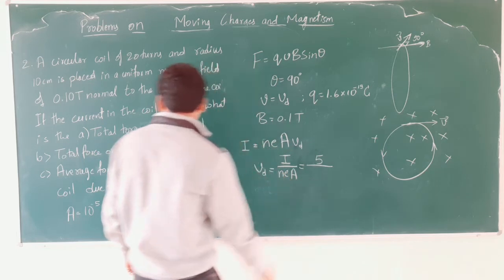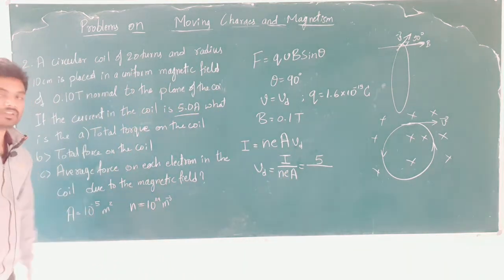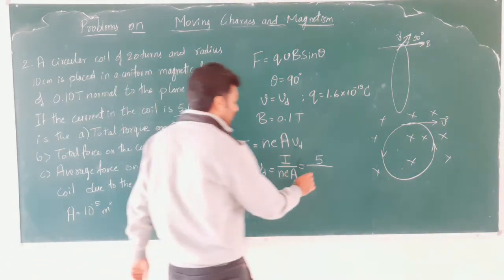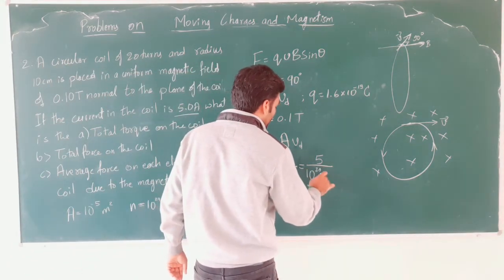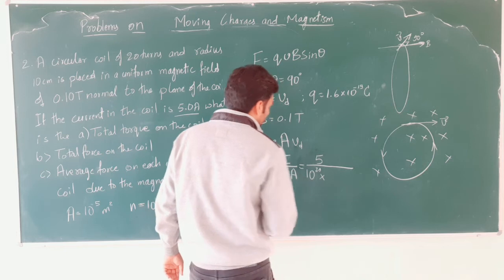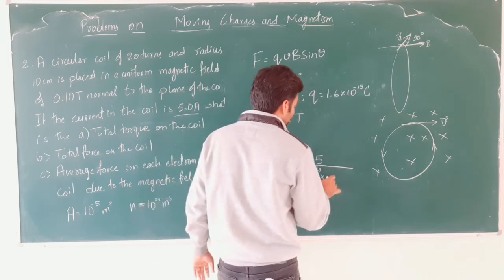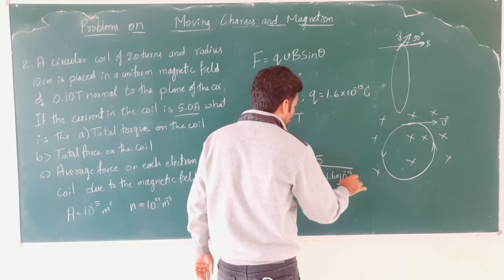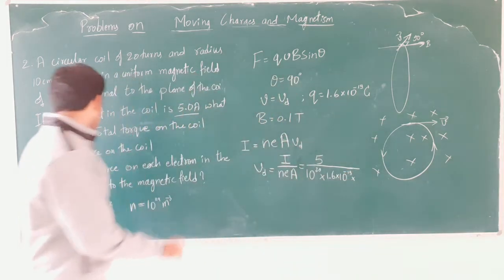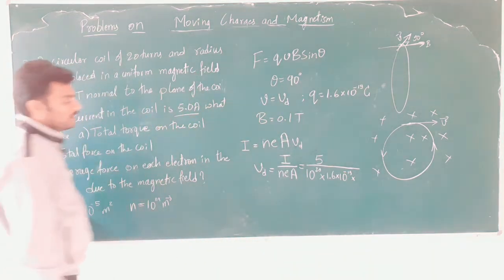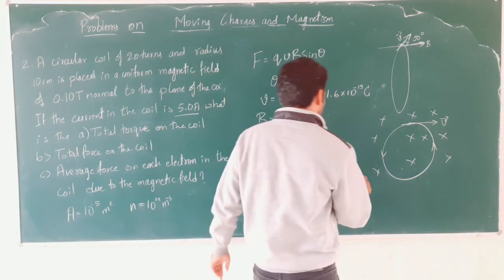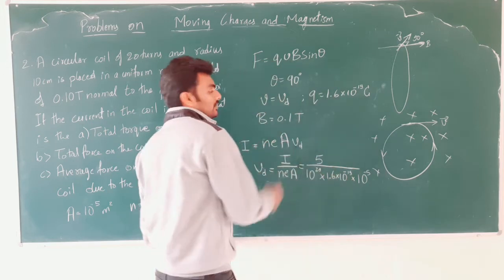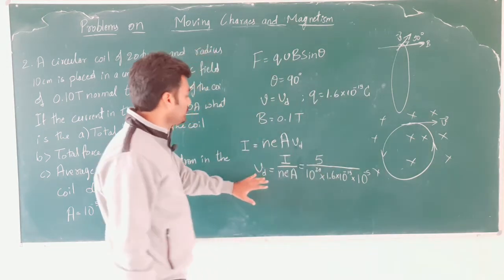So that becomes I is 5 ampere. What is N here? N is the free electron density or charge density, 10^29. What is E? Charge of each electron, which is 1.6 × 10^-19. What is A? A is the area of cross section of the given wire, 10^-5 meter squared. Simplify this and you will get the value of Vd.